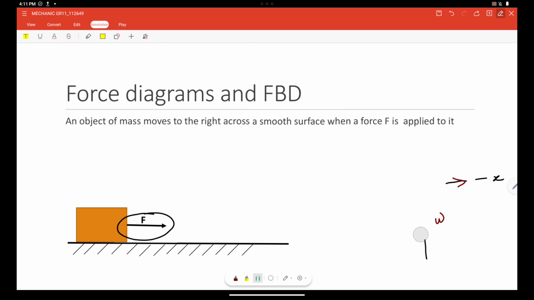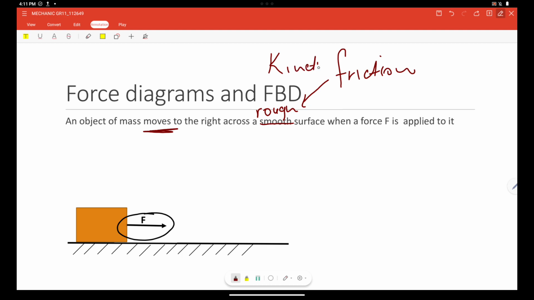the object of mass m moves across a rough surface. Remember when they say rough surface, it is telling us that there is friction, and you need to decide on which one it is. Because it is moving, it means we are dealing with kinetic friction. So I'm just going to draw only the free body diagram for this one.